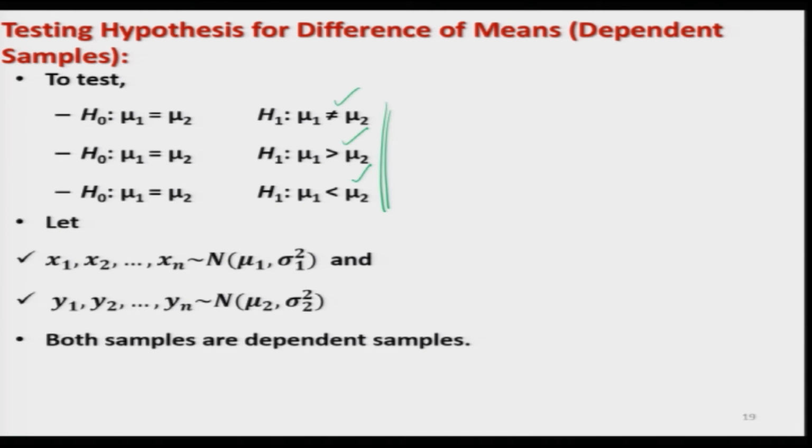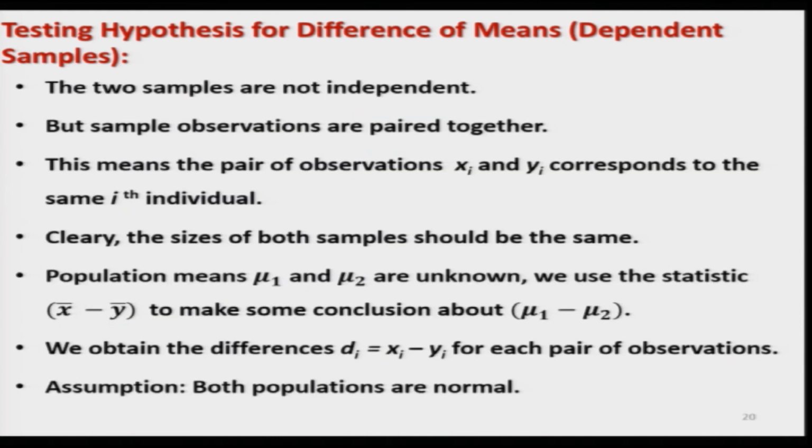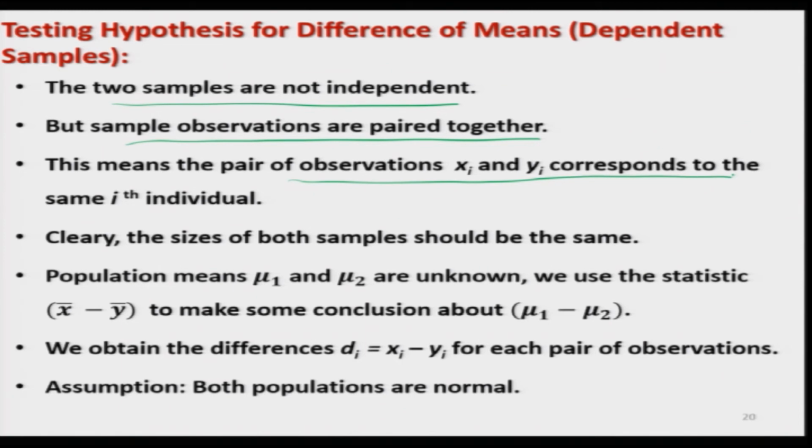So, we observe here two samples, x1, x2, ..., xn and y1, y2, ..., yn, from the normal populations, and in this case both samples are dependent, unlike the earlier case. The two samples are not independent and the sample observations are paired together. This means the pair of observations xi and yi correspond to the same ith individual, right. Obviously, the sizes of both samples should be the same, and the population means mu 1 and mu 2 are unknown, and we use the statistic x bar minus y bar once again to conclude about mu 1 minus mu 2, as this is an unbiased estimator.